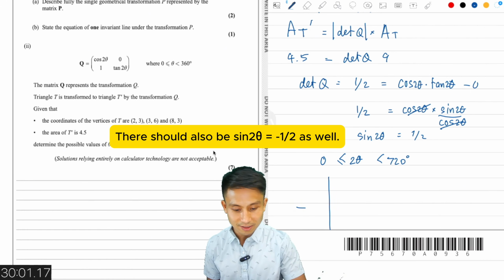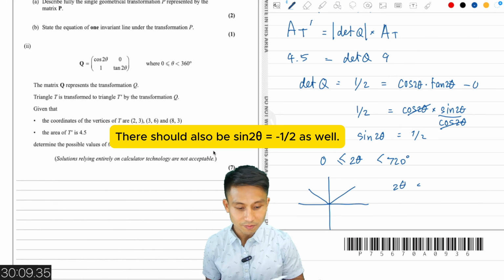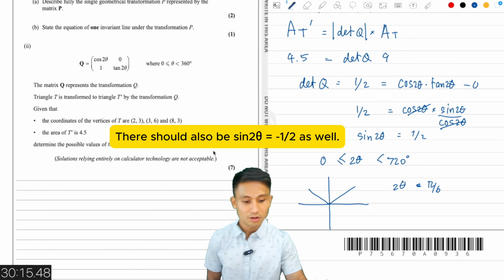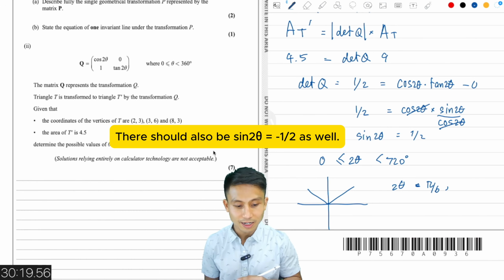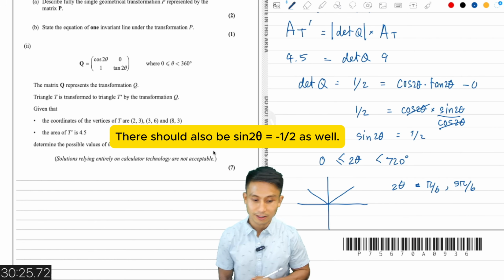Well, using a CAST diagram, right? 1/2 is positive, so we get these two lines. So that means 2 theta might be, the first one is pi over 6, right? Because sine of pi over 6 is 1 over 2. Or you can get the other, in the second quadrant, to be 5 pi over 6, right? Just pi minus pi over 6 there.